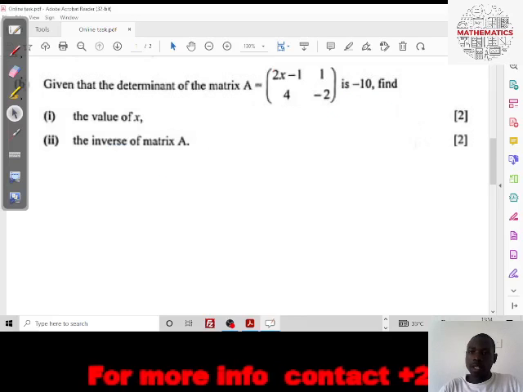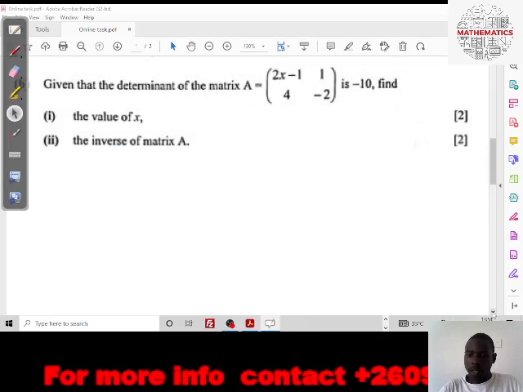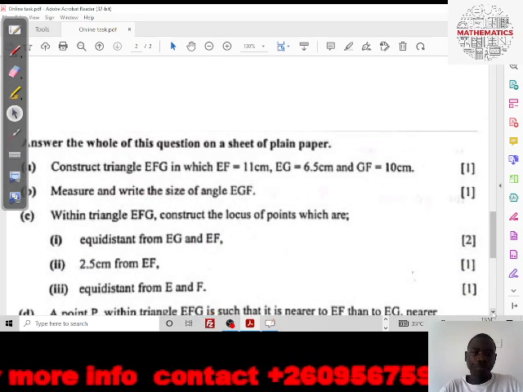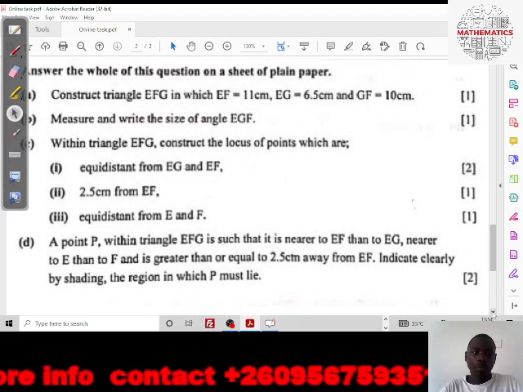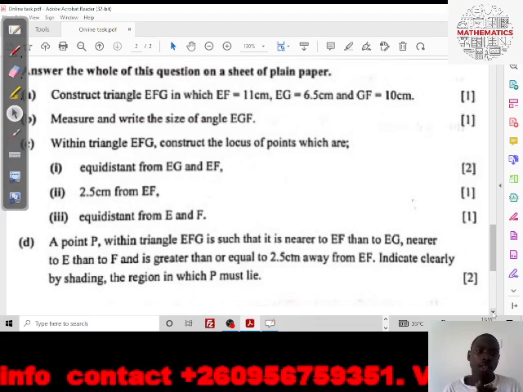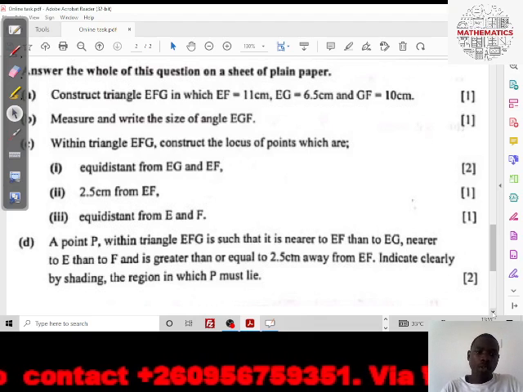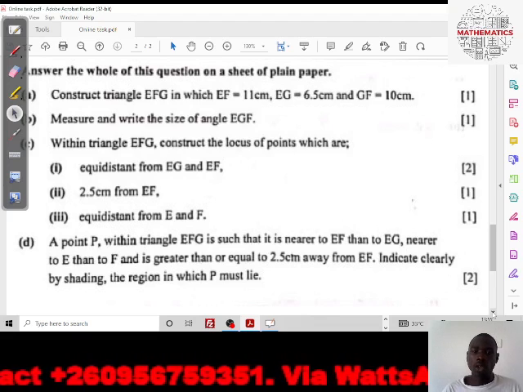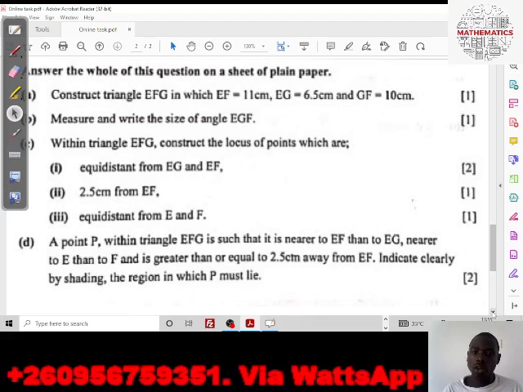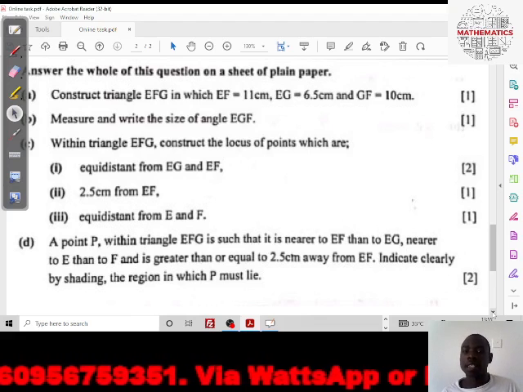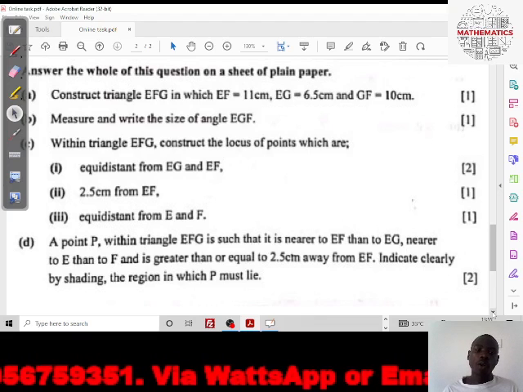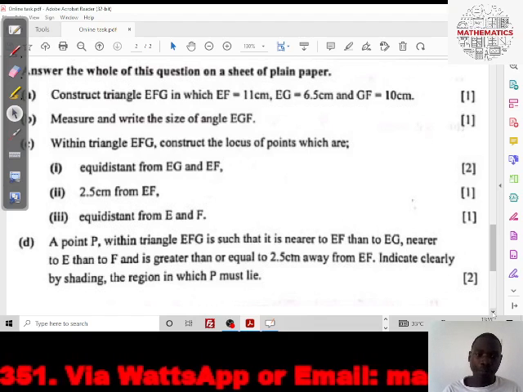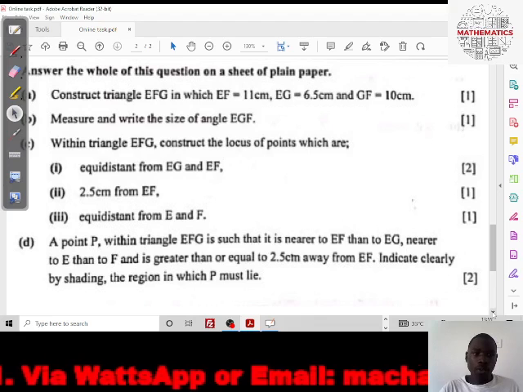So the last question, let me just open it again. The last question is concerning construction. It says construct triangle EFG in which EF is equal to 11 centimeters, EG equal to 6.5 centimeters, and GF equal to 10 centimeters. So we are going to construct this triangle, and then later on we are going to answer the follow-up questions. Okay, so now let's construct that one.